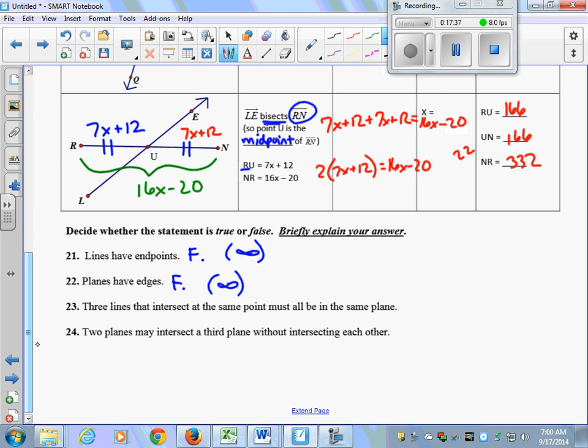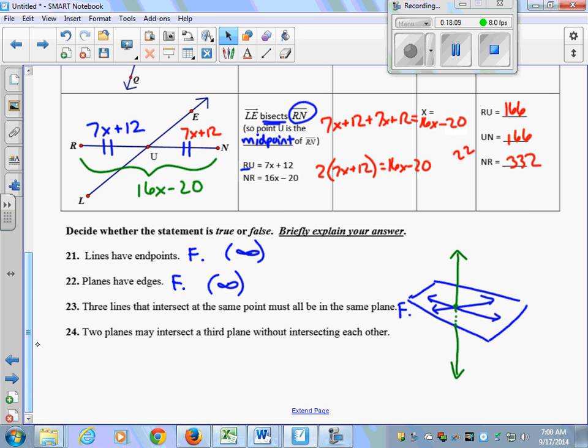3 lines that intersect at the same point must all be in the same plane. That's actually false also, because you could have a plane like this containing 2 of the lines intersecting at this point here. And then imagine this line coming through that same point, not in the plane. So it's piercing through that plane like that.